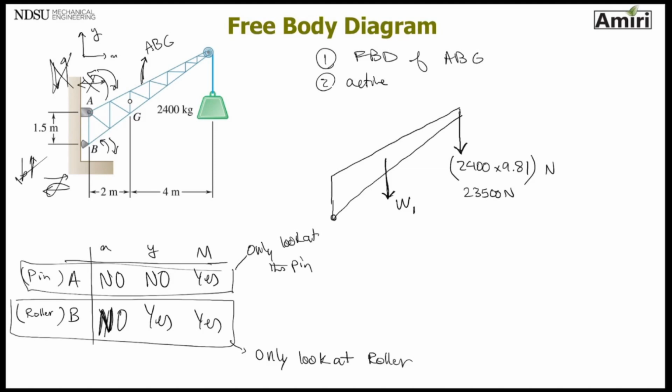So point B, point A, let's start with A. X is a no, Y is a no, moment is a yes. So I'm going to put AX and AY. I'm not going to put a moment there. Point B, only X, I see a no. So I'm going to put a BX in that direction. So this is my free body diagram. If I have the weight, I have 3 unknowns, and I can move on and solve this problem.